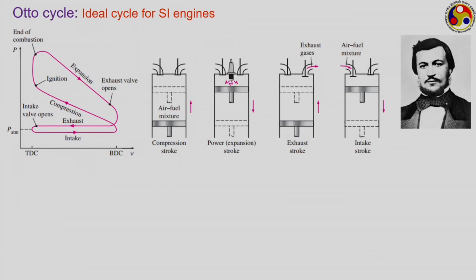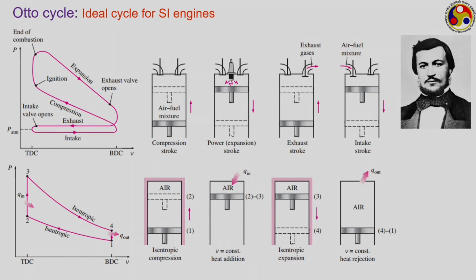Now, we move to the Otto cycle. These slides I have shown in the previous lecture itself. Nicolas Otto is a Frenchman who was the first to conceptually develop the cycle. The one shown here is what goes on in practice, but this is the corresponding air standard version, where we have the isentropic compression process as 1 to 2.